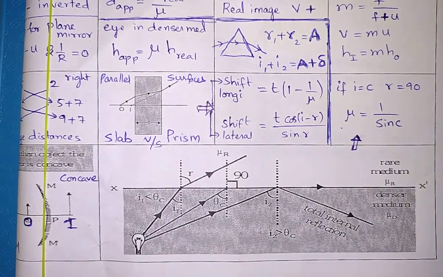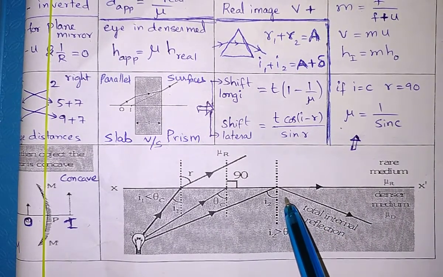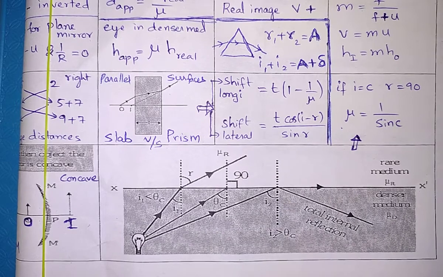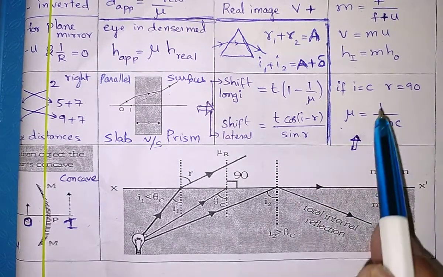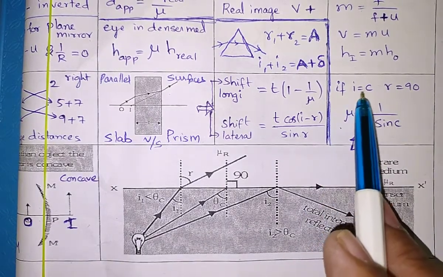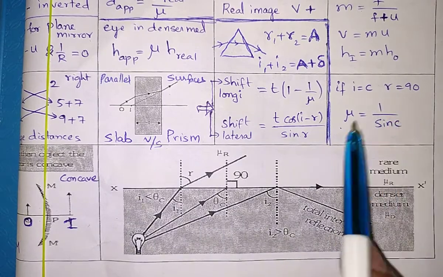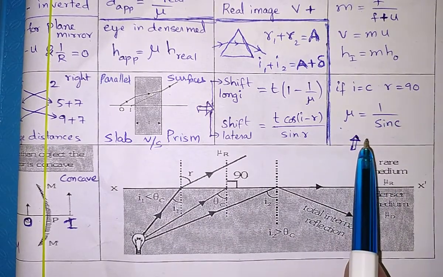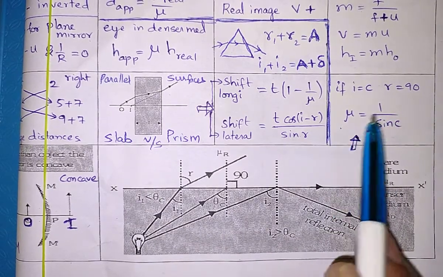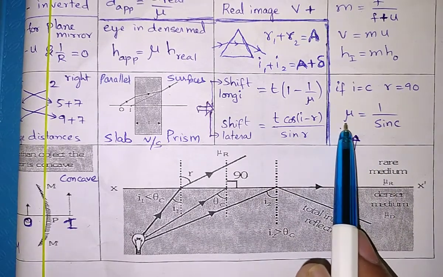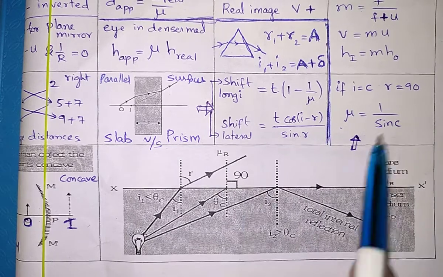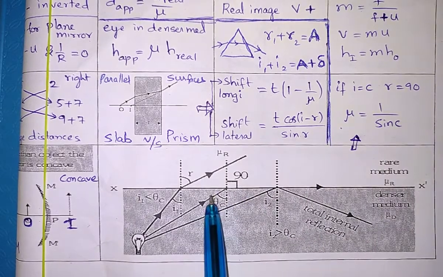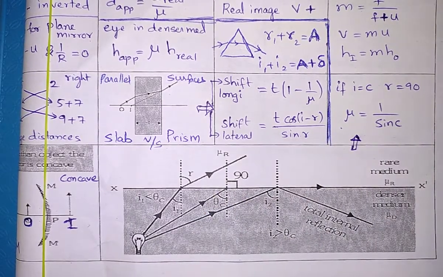This phenomenon explains mirage formation, optical fiber and other things. Please go through those concepts also. You may get some objective bit questions. And in this case, when we put i equal to c and r equal to 90 in sin i by sin r equal to mu, we get mu equal to 1 by sin c, where mu is the refractive index of the denser medium with respect to the rarer medium, and c is the critical angle in the denser medium.